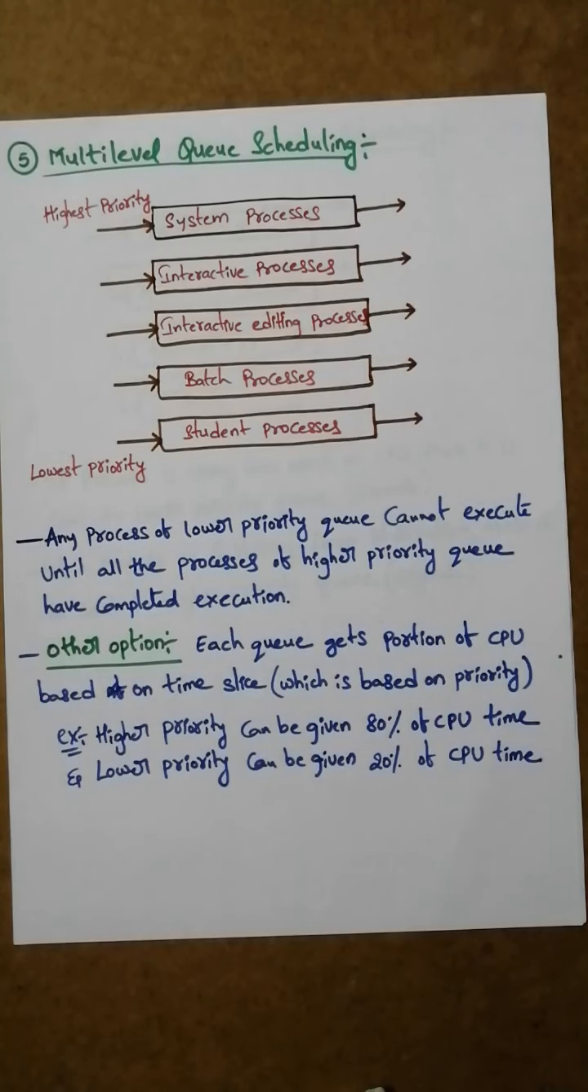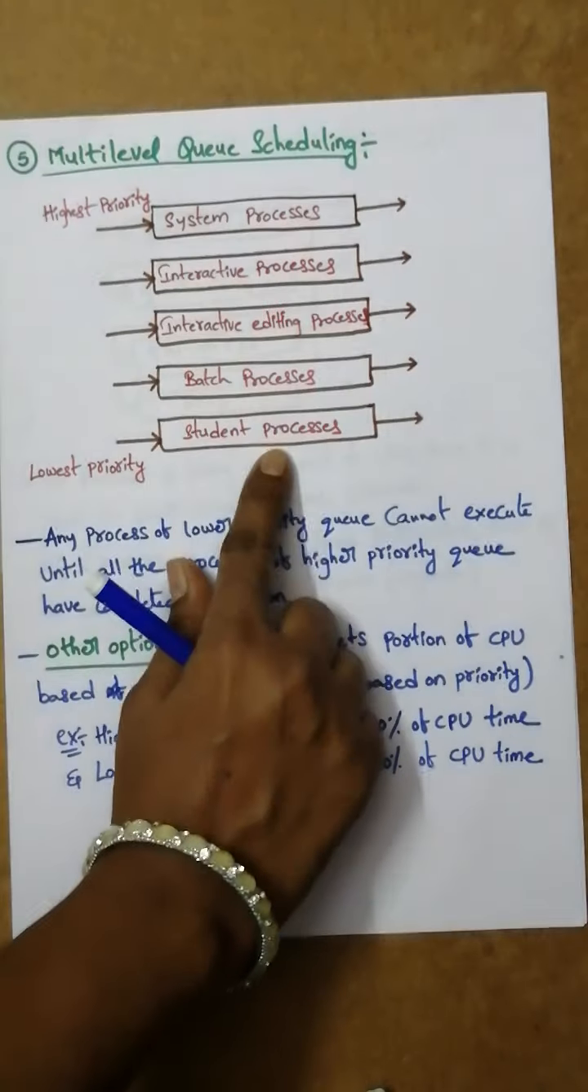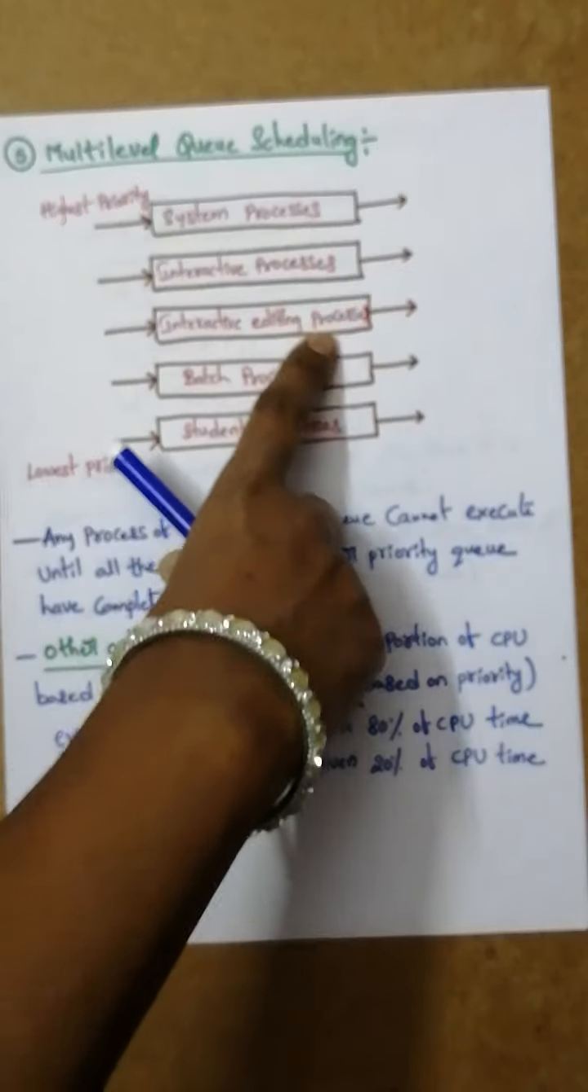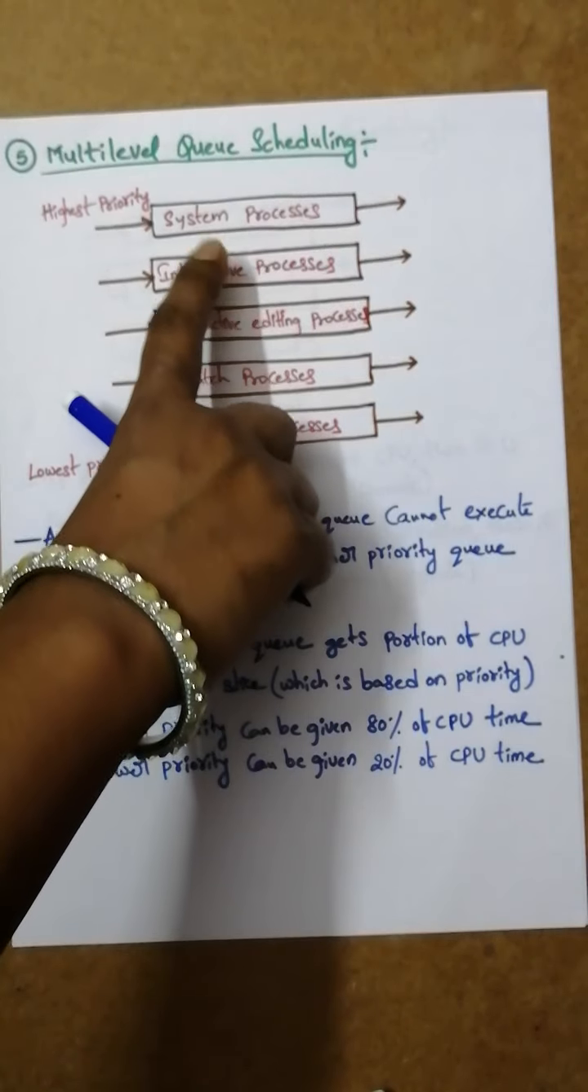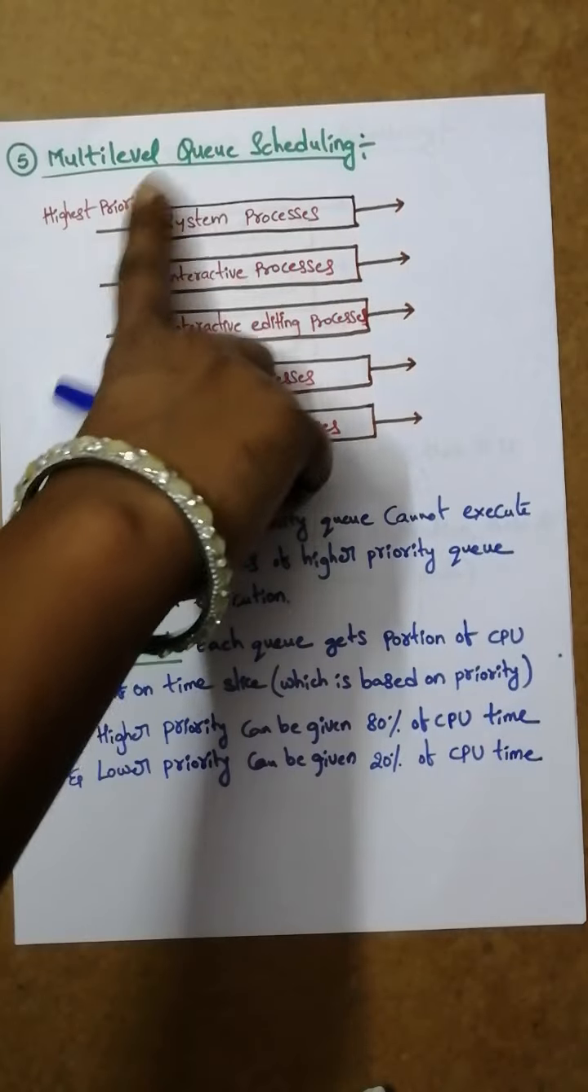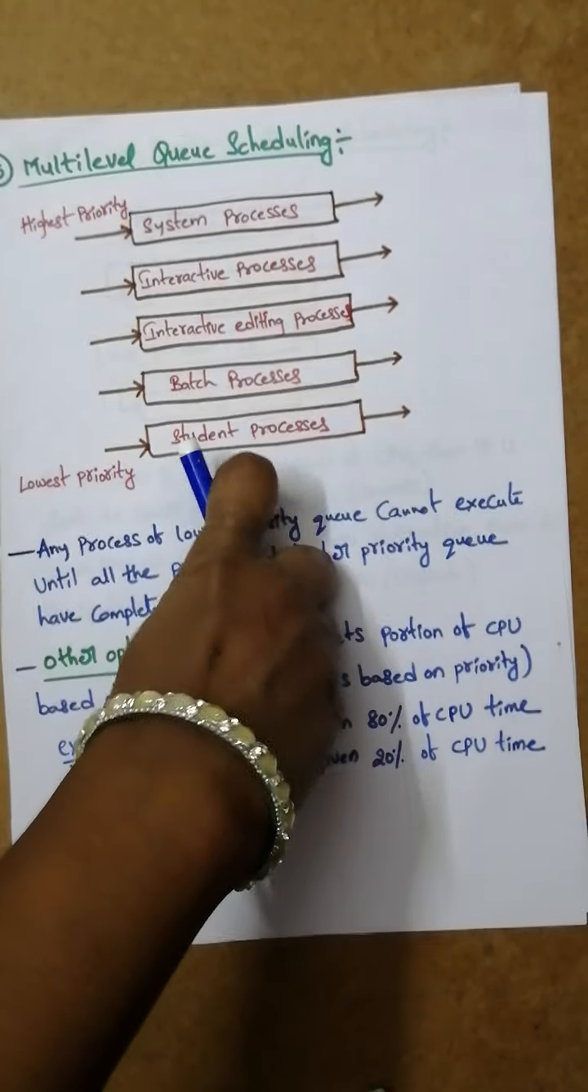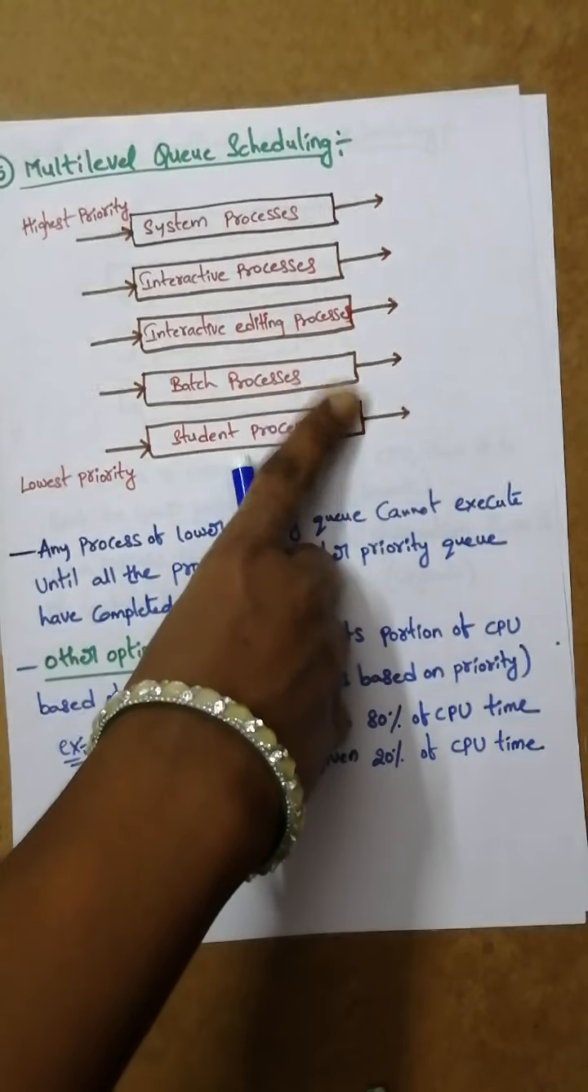Now let's see the next algorithm, called multi-level queue scheduling. Let's see what multi-level queue scheduling is. If you observe the diagram, the processes that want to execute are made to wait in different queues. These are the different queues: student processes, batch processes, interactive editing processes, interactive processes, and system processes. The processes related to these queues will be waiting in that particular queue. Imagine the process is related to batch process, then it will be waiting in this queue.